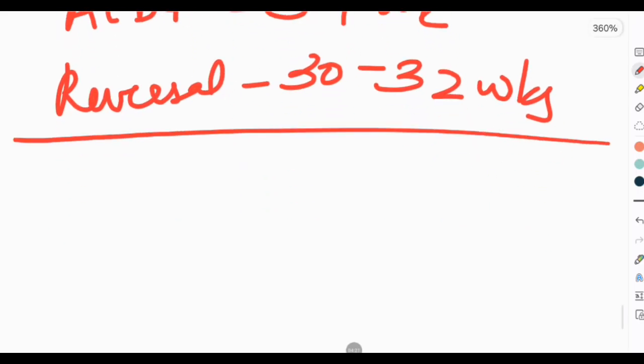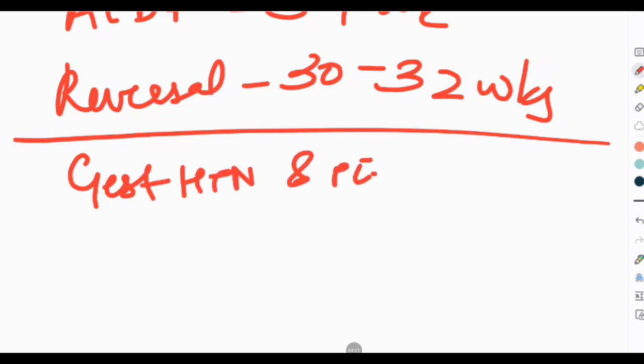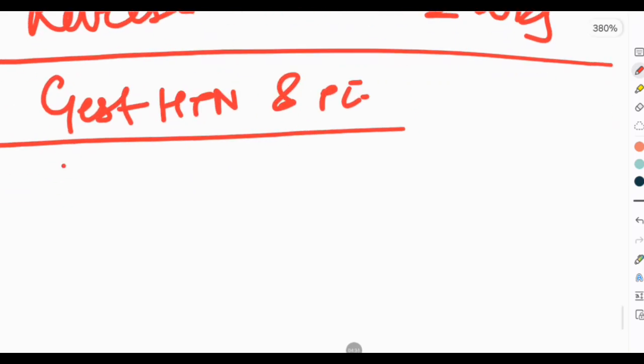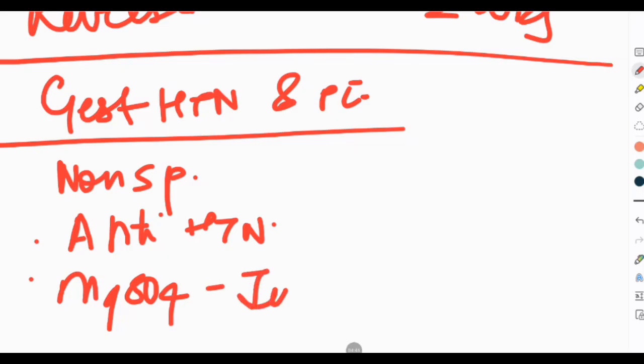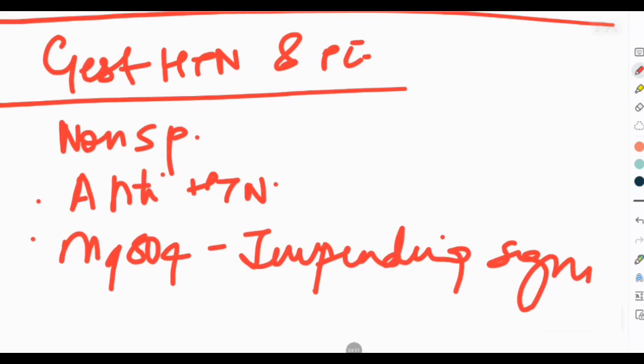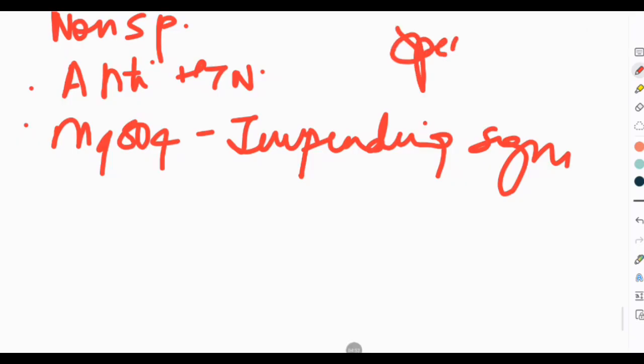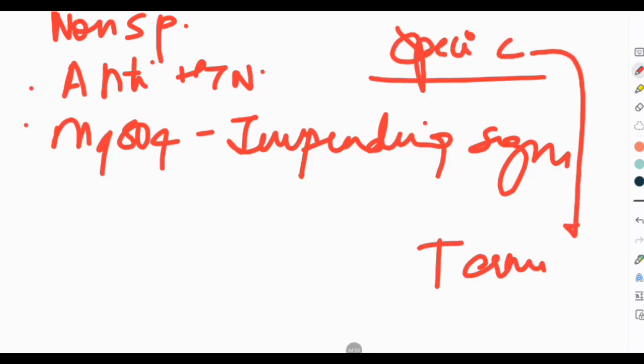Management of gestational hypertension. Okay, so gestational hypertension and preeclampsia management. Here we have already discussed that non-specific management is antihypertensive and MgSO4 when there are impending signs. We have also seen the impending signs. And specific management is termination.